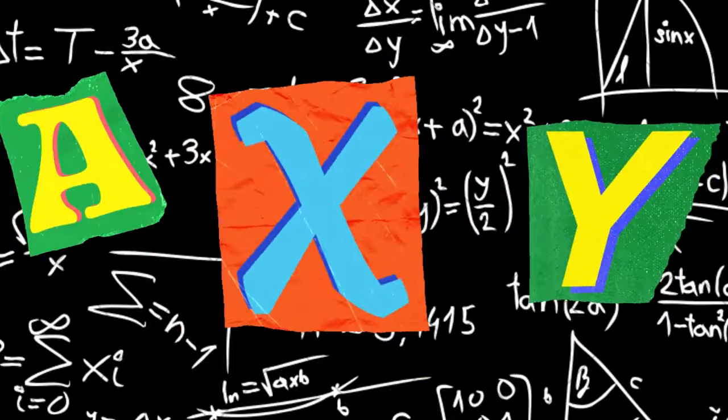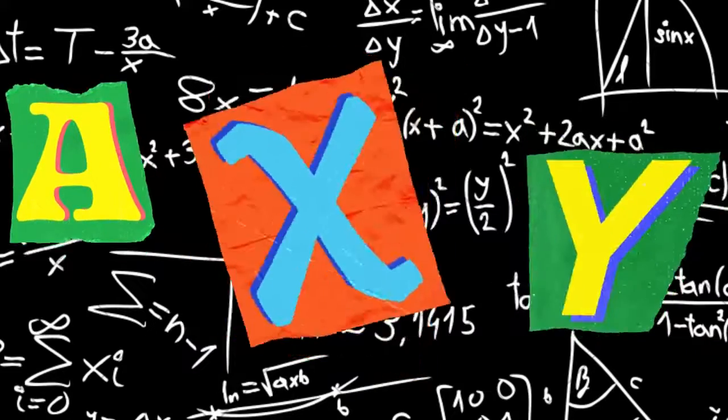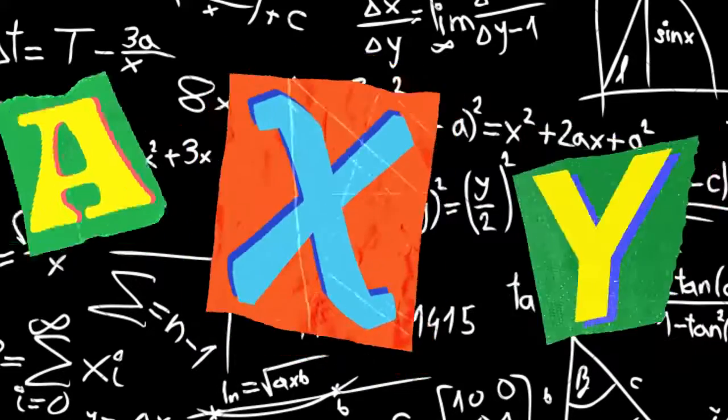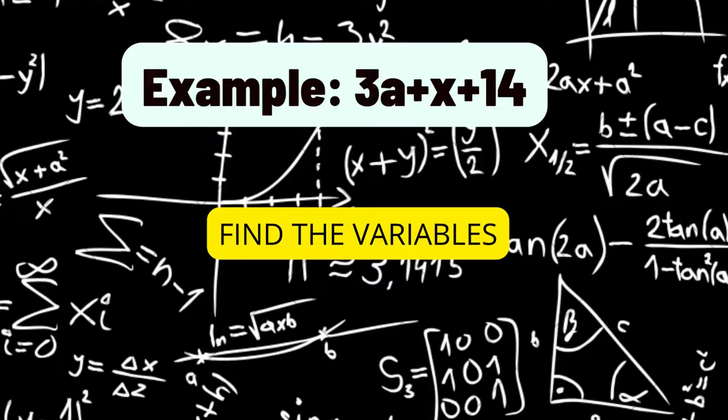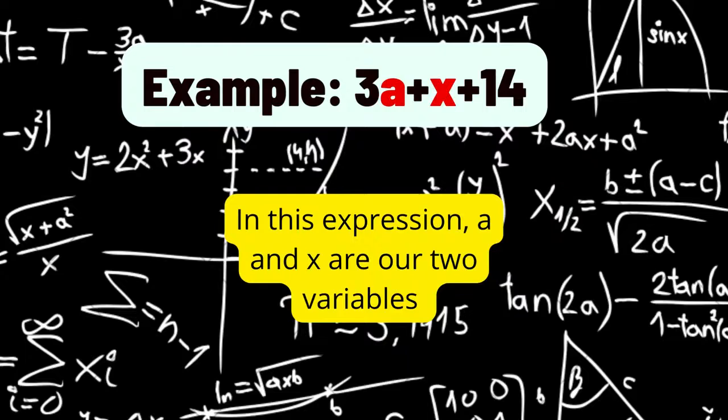For example, letter X is a variable, as well as letter A or Y, since any letter you choose can be a variable. Let's take an example. If we look at the equation 3a + x + 14, well, we are looking for symbols that represent numbers, and the letters are the symbols used to represent them. In this expression, a and x are our two variables. All you need to find a variable is pick a symbol that represents a number, and then you, my friend, have a variable.